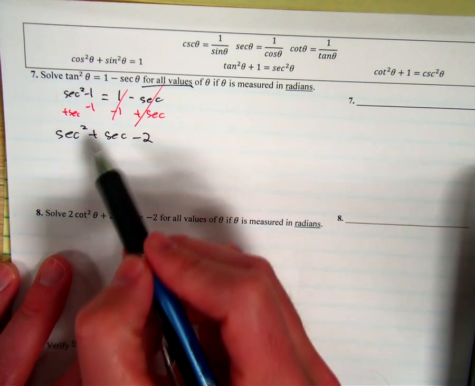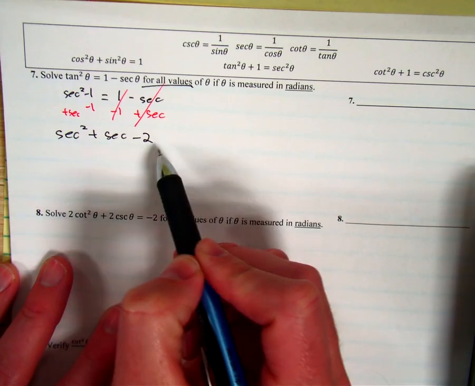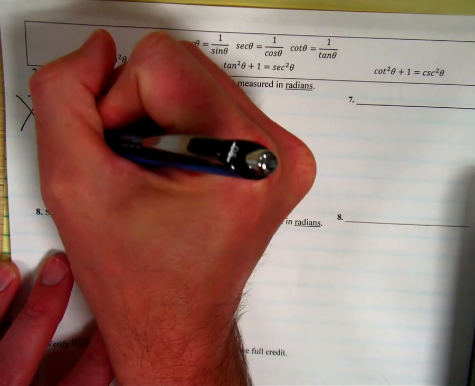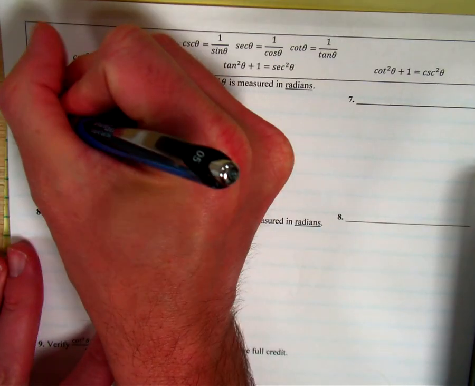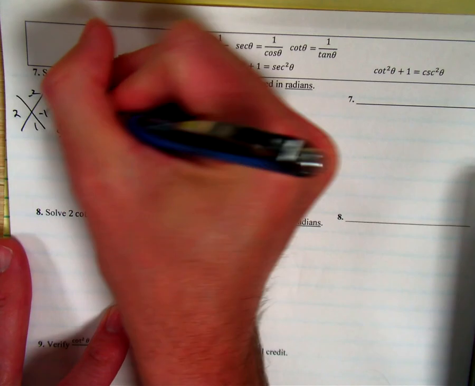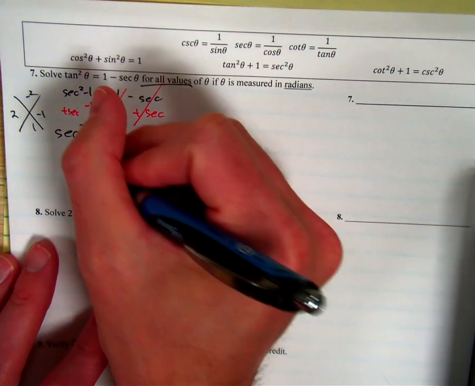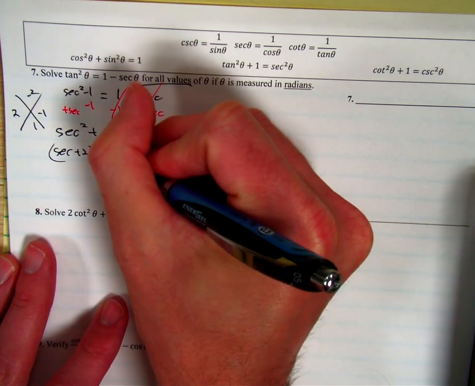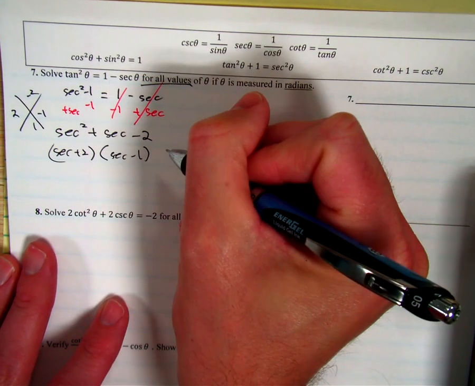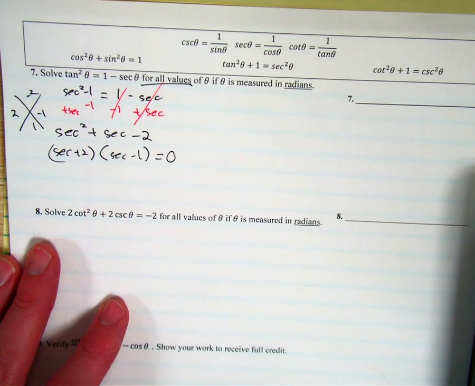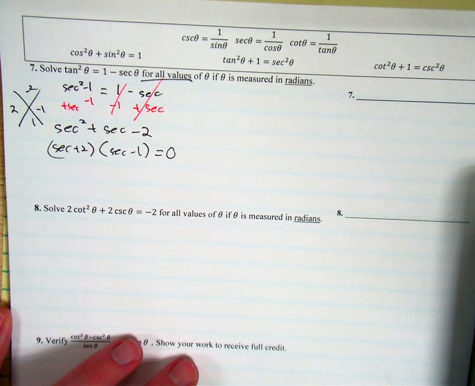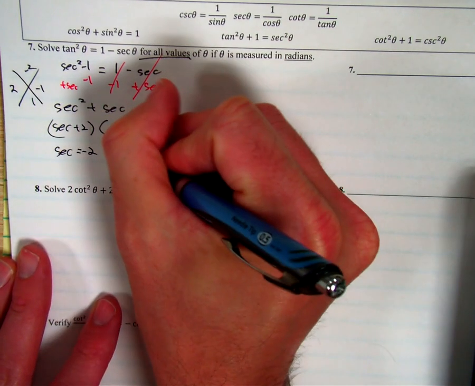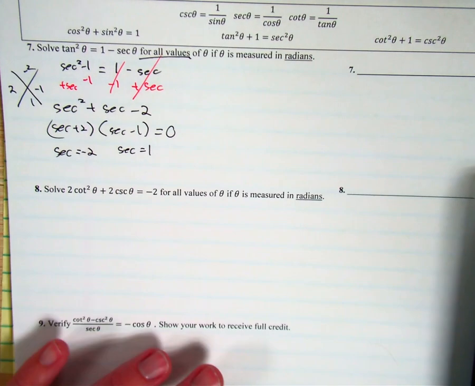Okay, so these are kind of like our x's. This is x squared plus 1x minus 2. What multiplies to negative 2 and adds to positive 1? 2 times negative 1, and 2 plus negative 1. So we'll have secant plus 2, secant minus 1. What makes each spot equal 0? If secant was negative 2 or if secant was 1.